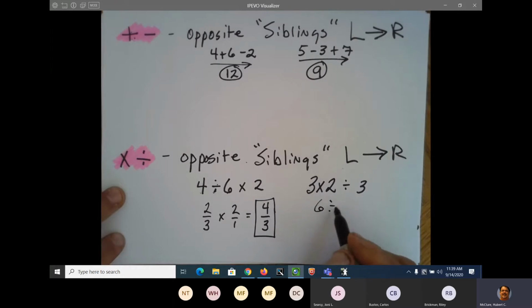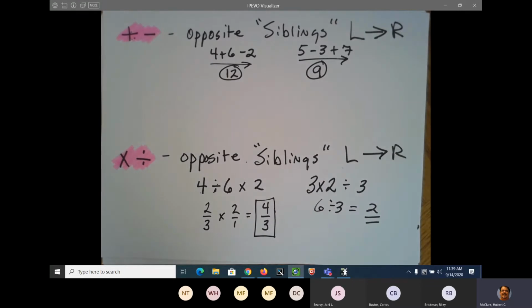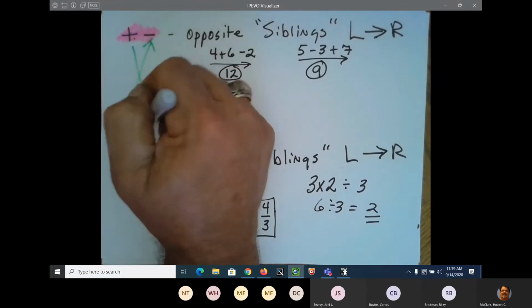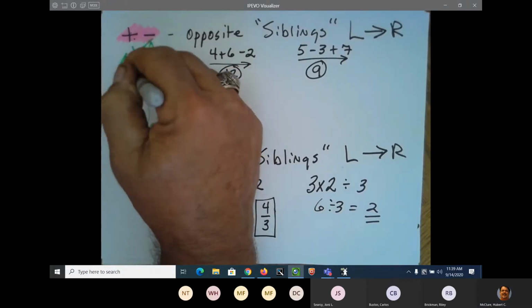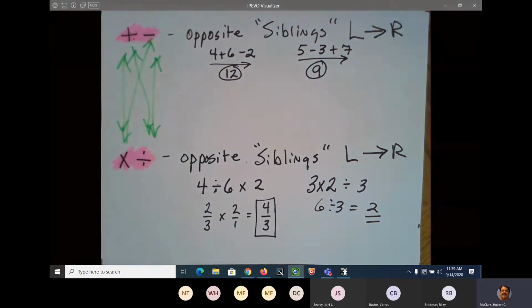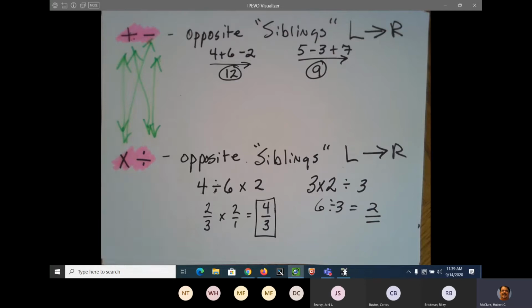Three times 2 is 6. 6 divided by 3 is 2. So if you have a mathematical sentence in front of you, and you have at least two numbers together in a row, and they're brother and sister, then you go left to right. Well, what if you have a mixture of the two? Well, if you have a mixture of siblings, that's what I call cousins.